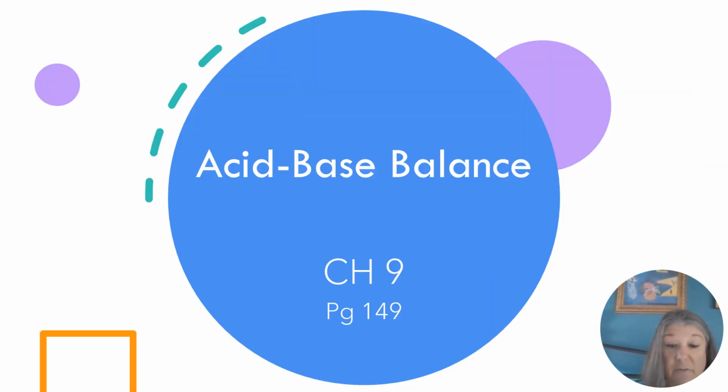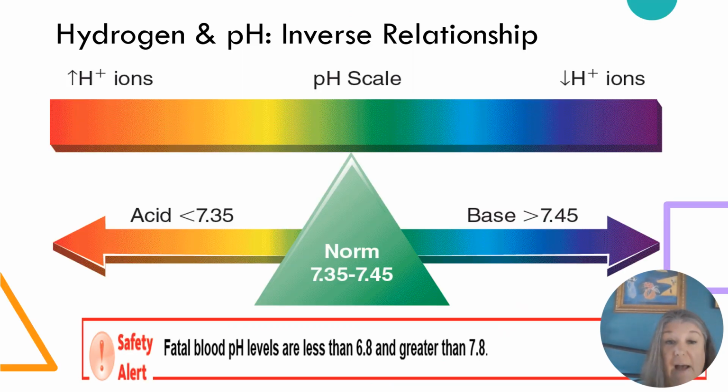All right, we're going to move on to Chapter 9, Acid-Base Balance. Okay, so acid-base balance refers to the homeostasis of the hydrogen ion concentration in body fluids. Hydrogen ions are positively charged, all right? Remember, we are electricity. The body's fluid concentration of hydrogen ions is expressed as the body's pH level. So when we say pH, what we're talking about is the hydrogen ions, okay?